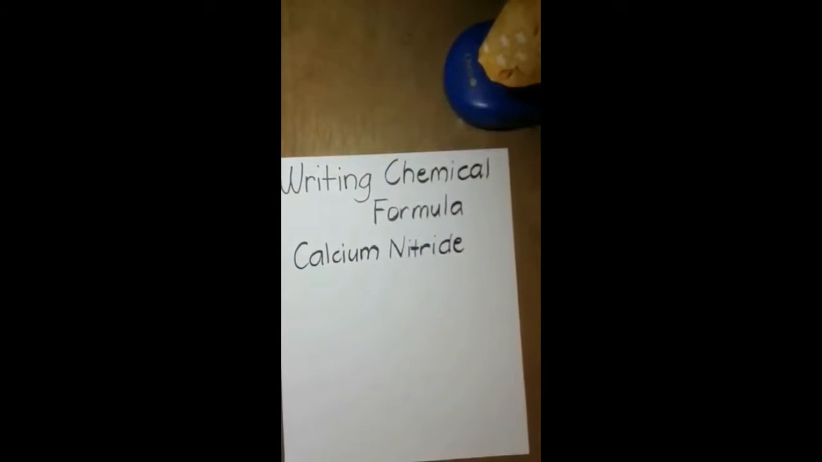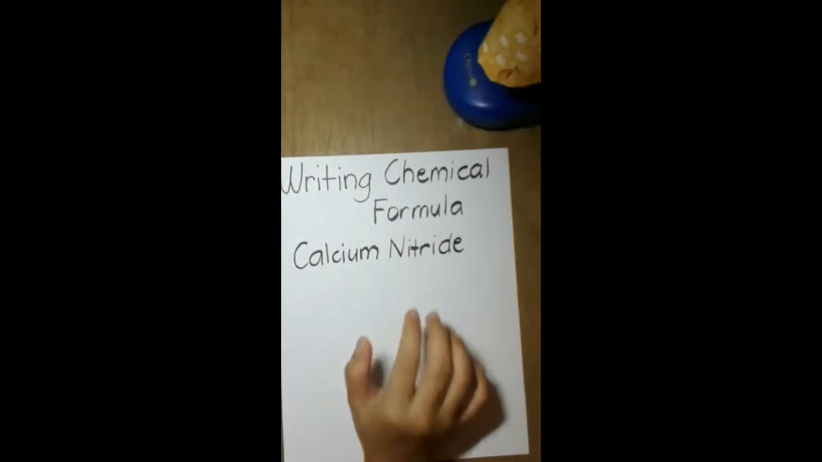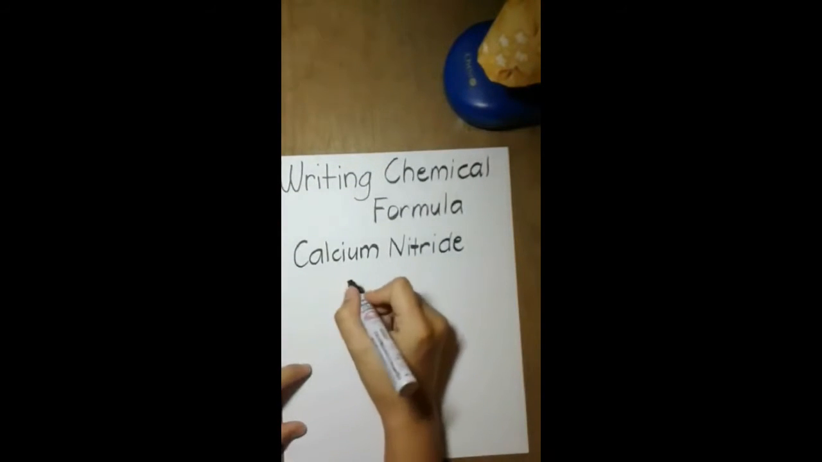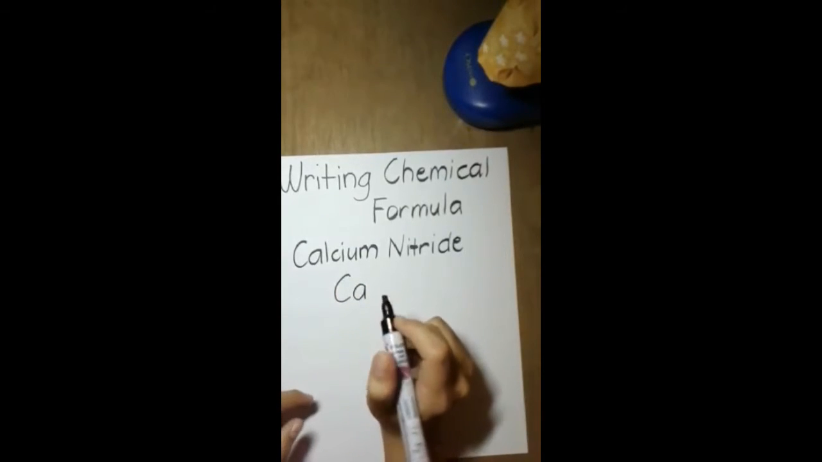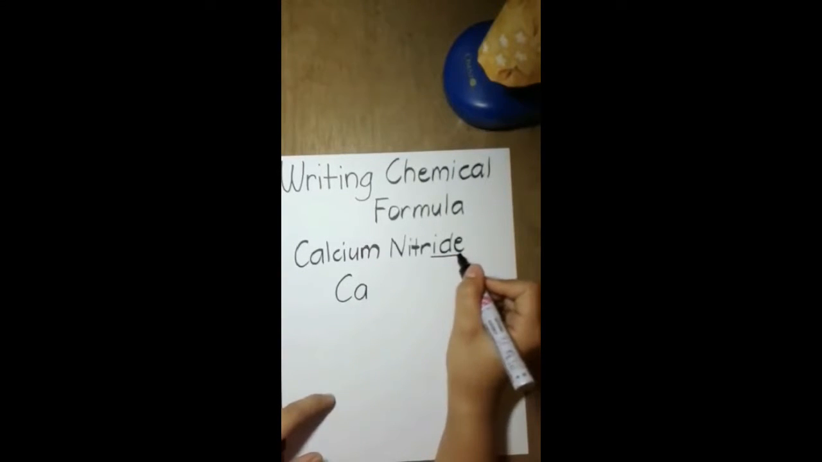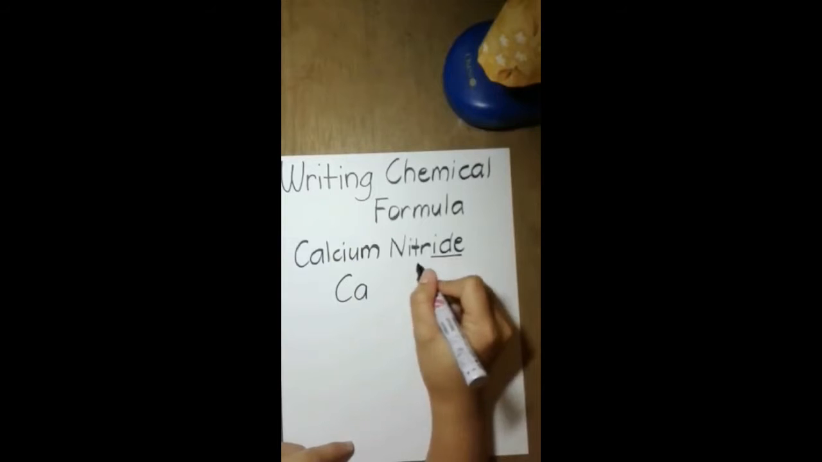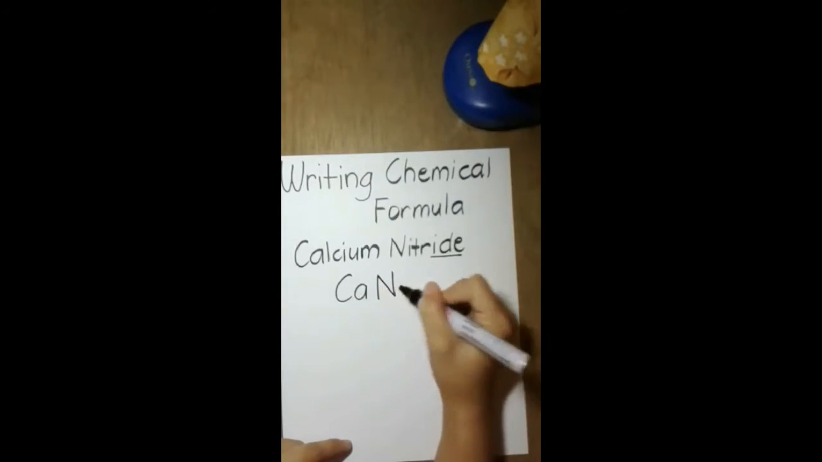Next, we are going to teach you about writing chemical formulas. In writing chemical formulas, we should also consider what elements we are going to find the formula for. For example, we have calcium nitride. The symbol for calcium is Ca. Next, nitride. Since it ends with IDE, we can conclude that it is a non-metal. So nitride is from nitrogen, and nitrogen has a symbol of N.